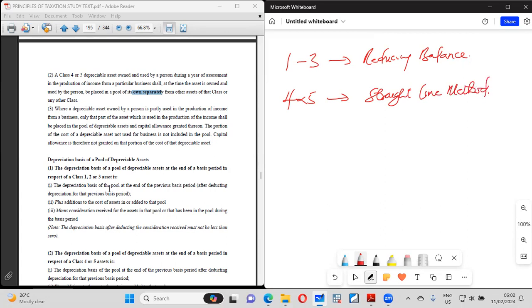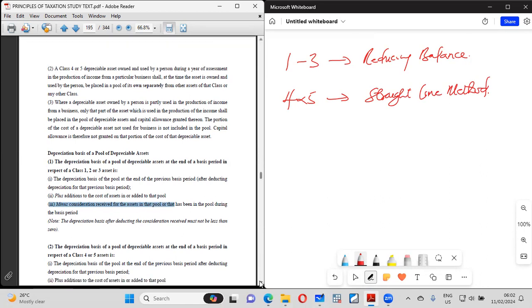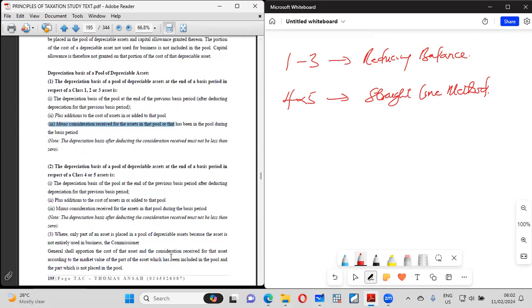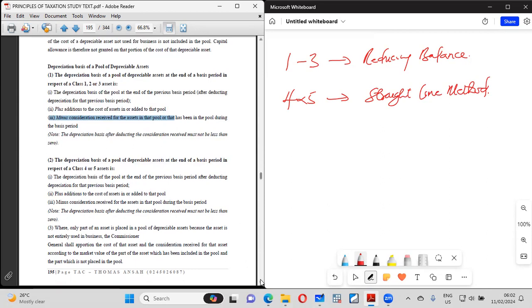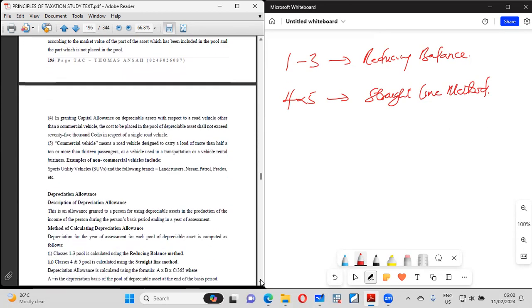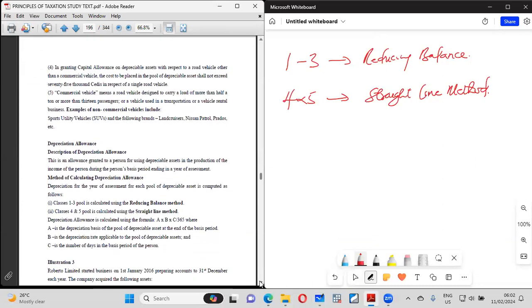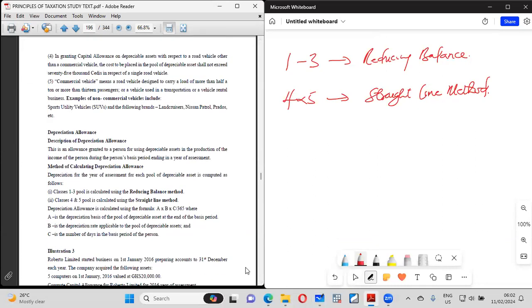So like I said, for class 1 to 3, if there is addition, you add. If there is a disposal, you deduct. Okay. So then you get your depreciable basis. Then you do your capital allowance. But for class 4 and 5 assets, you create extra columns for them. All right. So basically, that is that. So now you've already seen how the percentage has been given.